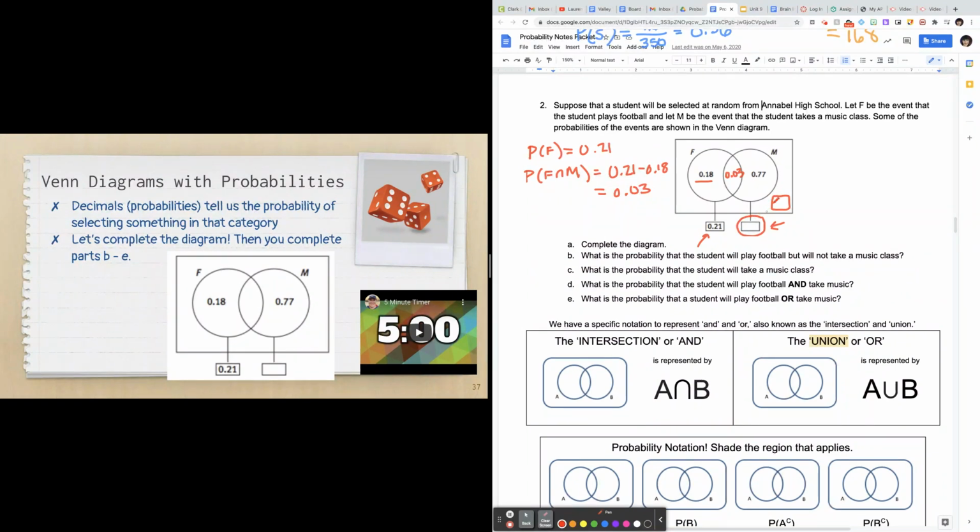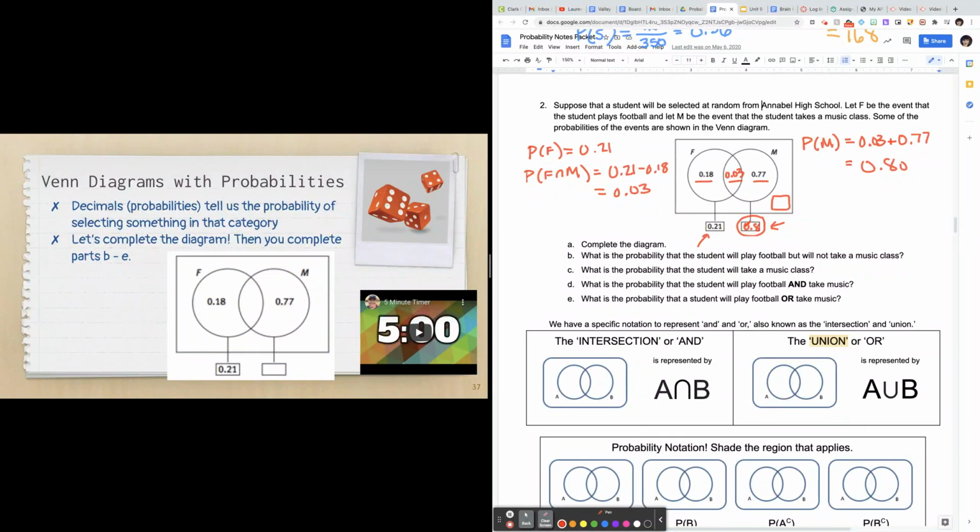So then what that means is that the probability of music, this missing guy out here, is the sum of these two values, right? It's everything that fits inside that music circle. So 0.03 plus 0.77, which is 0.8, right? So that's what would go out here. So 0.8.